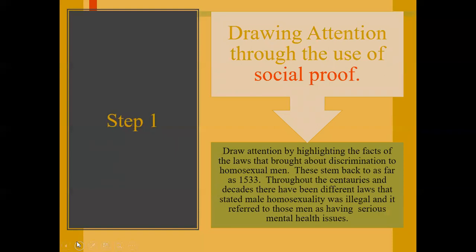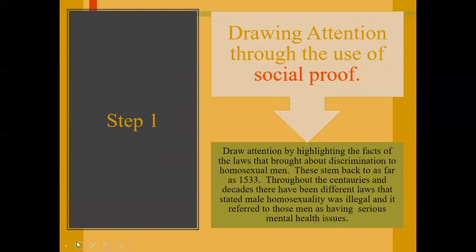Step 1, it's about drawing attention. Remember, if we don't draw attention, how can change come about? So drawing attention is really important, but we don't just draw attention. We need to draw attention through the use of social proof. We need the evidence. We can't just stand there and say, I'm campaigning for this, but we've got nothing to back ourselves up. If we're looking for sexual orientation equality, we need to show the proof of the inequality, the injustices. So we need to bring this social proof.